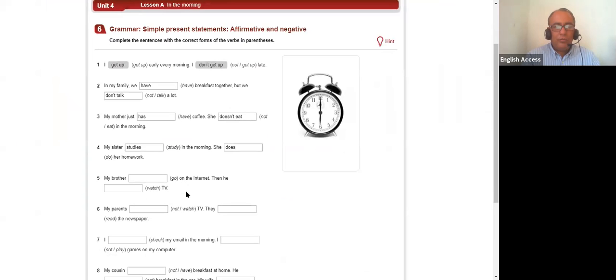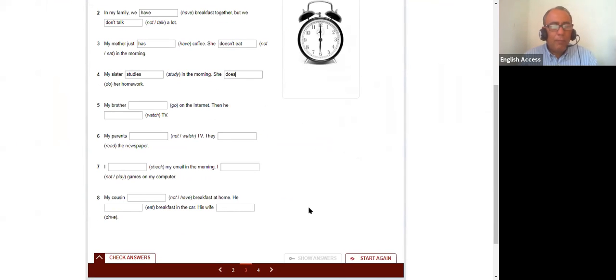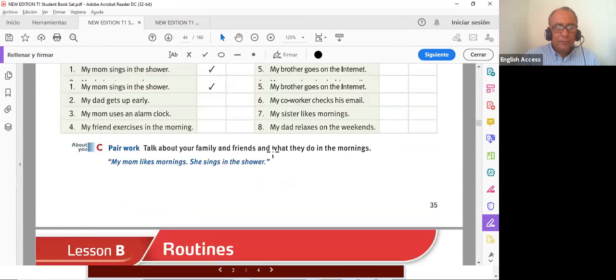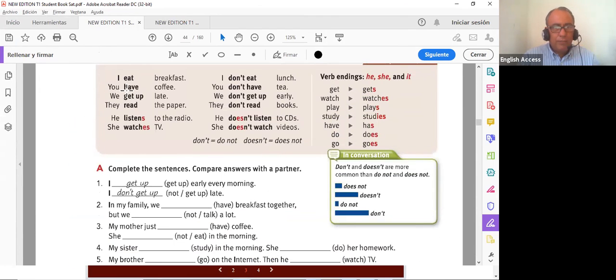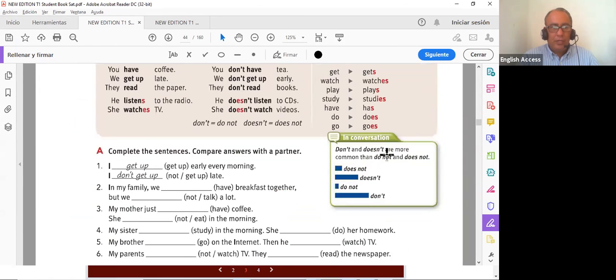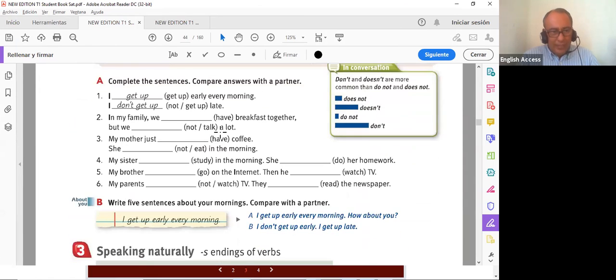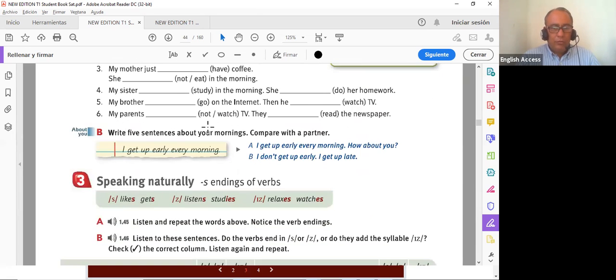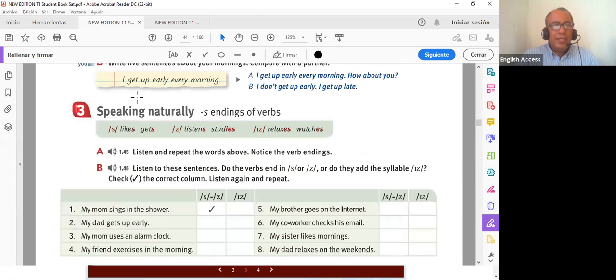You can practice this also in the platform and also in the book. Let me see what we have in the book because the grammar is right here. You see, you have that also in the book with have, and also the change of the verb endings with he, she, and it. For example, these are exactly the same exercises. In my family, we have breakfast together. So we don't talk a lot. You can do it right here also. Right now, you can change it. Now, these are the verb endings.